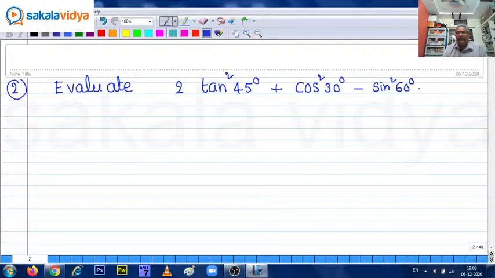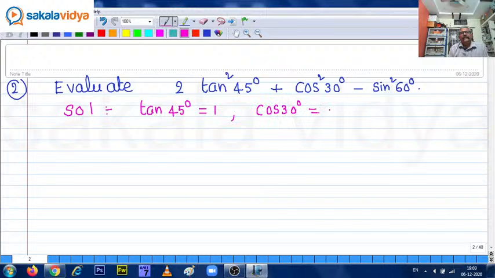Okay, let us solve this one. Can you solve this problem? Are you able to solve this problem? Okay, first let us write the solution. Tan 45 degrees is equal to cot 45, so 1. Cos 30 is equal to root 3 by 2, whose value is the same as sin 60 degrees. Very good, good try.